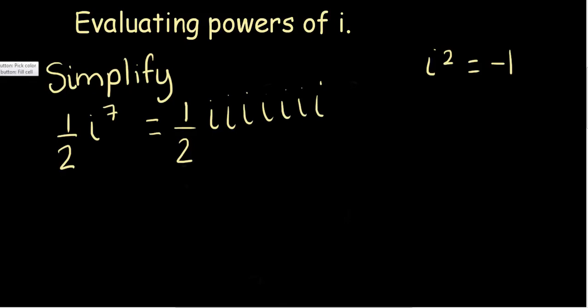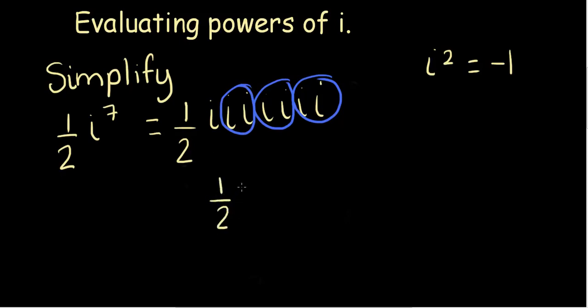Now, again, I know that i to the power of 2 is -1. So I'm going to group this into 2's. So let's rewrite this. This is going to be 1 over 2, i is i that is by itself. And then i squared, that represents these 3 little groups elevated to the power of 3, because I have 3 groups with i squared.